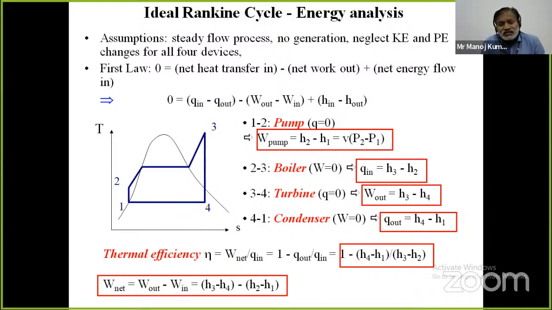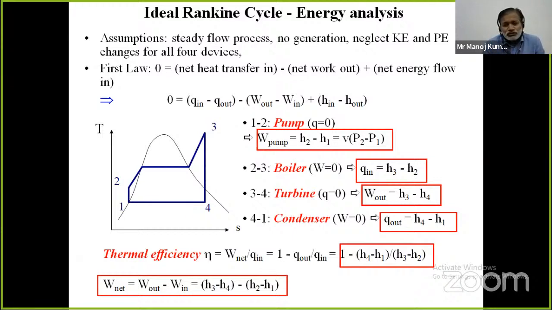Therefore, the changes in kinetic energy and potential energy will be equal to 0. One more thing, there will not be any work involved in the boiler. So the only heat input and enthalpy will remain in the equation. Therefore, the heat supplied, Q in, will be equal to the final enthalpy minus the initial enthalpy, so H3 minus H2.